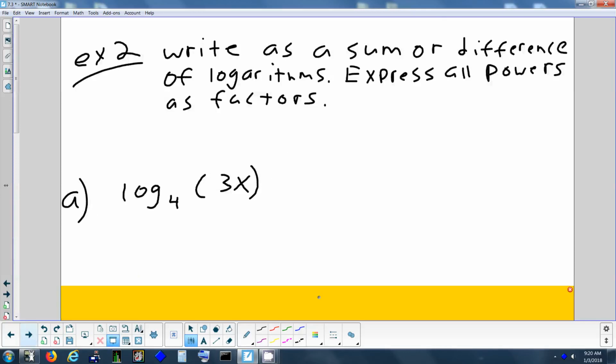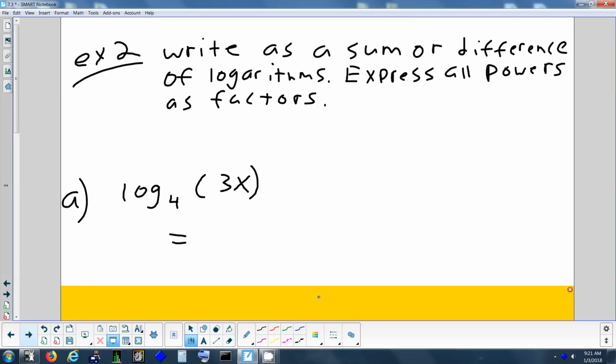Okay, so the directions on the test and in the homework for this kind of problem will say, write each log as a sum or difference, express powers as factors. Okay, what that means is if you have an exponent in the problem, which this one doesn't, but if you did, put the exponent in front. Okay, so let's see if we can put this as a sum or difference.